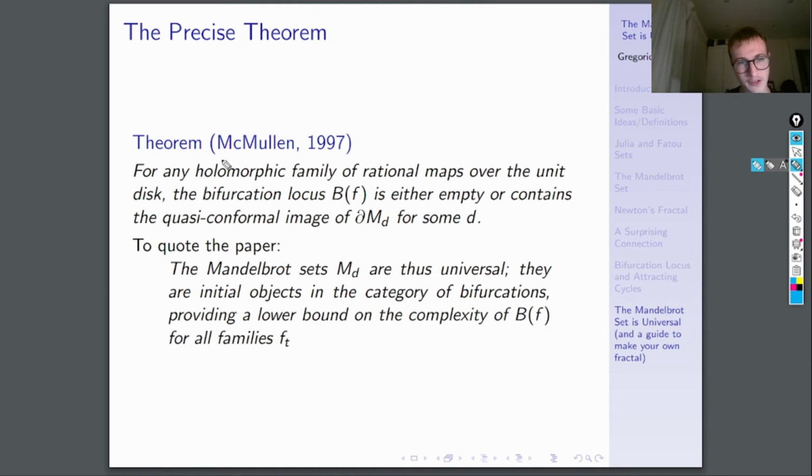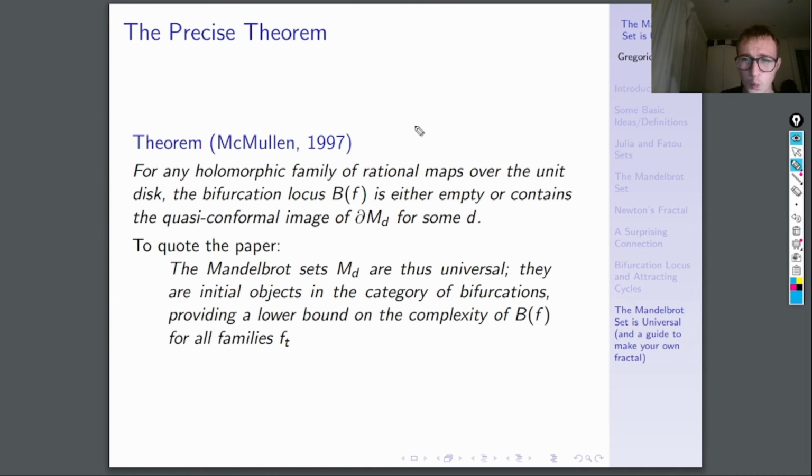Okay, so there's a lot of fancy words here, but don't worry too much about that. For any holomorphic family of rational maps over the unit disk, the bifurcation locus is either empty or contains the quasi-conformal image of the boundary of the multibrot set for some d. Now the boundary of the multibrot set is just the bifurcation locus of z to the power of d plus c. So for the Mandelbrot set it was z squared plus c, but it could be z to the d. But okay, so we've been seeing cases where d is equal to 2 basically.